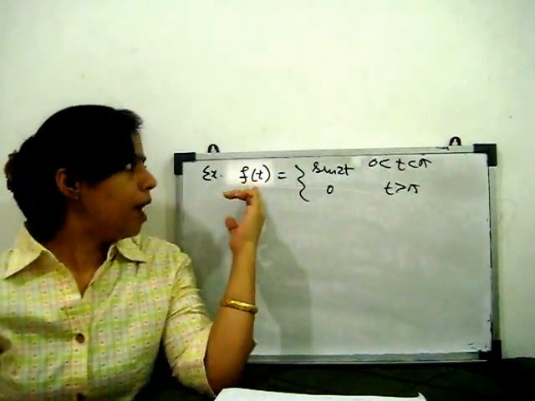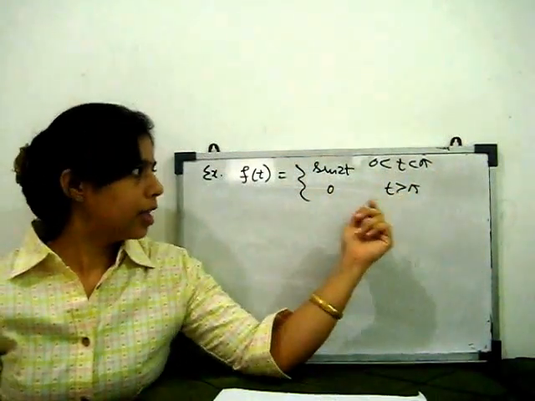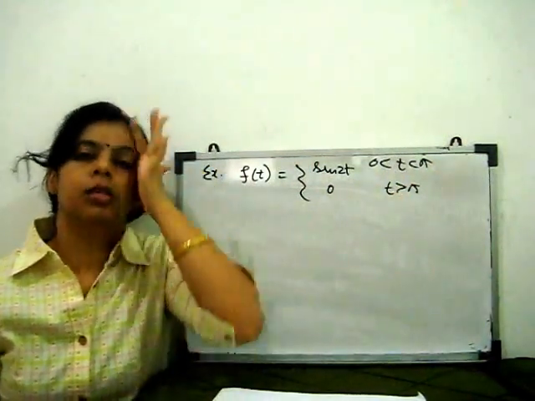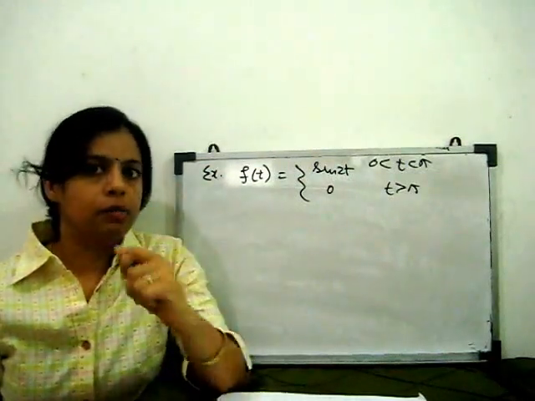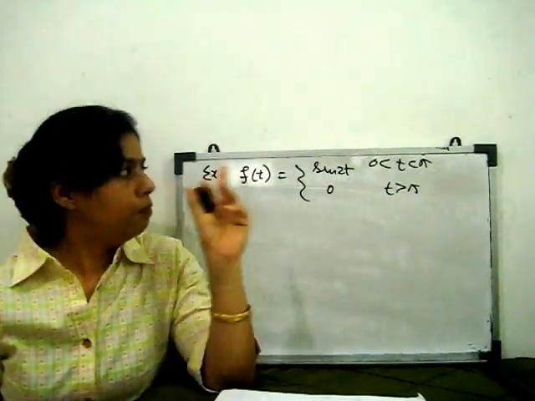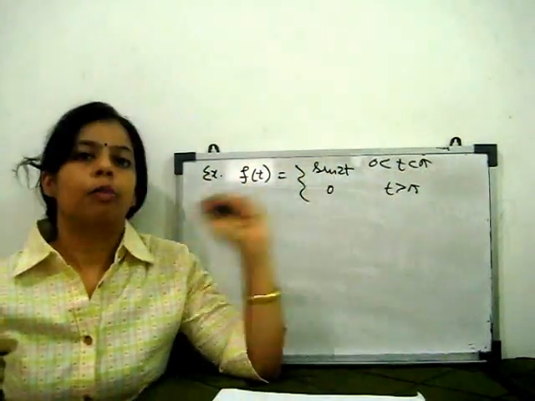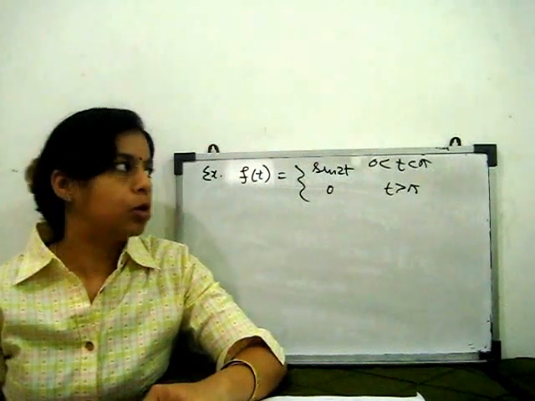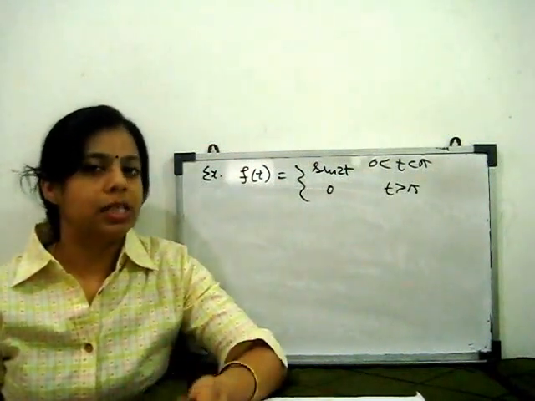The question is: f(t) is sin 2t for 0 to pi, and for t greater than pi, the function value is 0. So how do we solve these types of questions where the limit is broken? If the total limit is 0 to infinity, then we directly apply the formula of the Laplace transform of sin 2t. But in this case we have to solve it with the help of the basic definition.